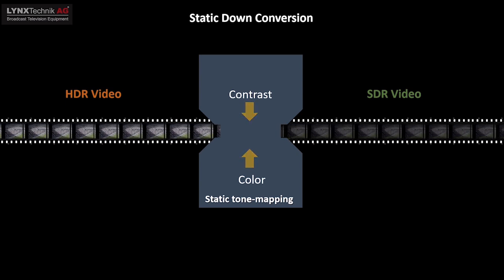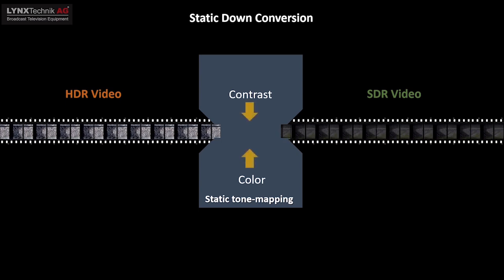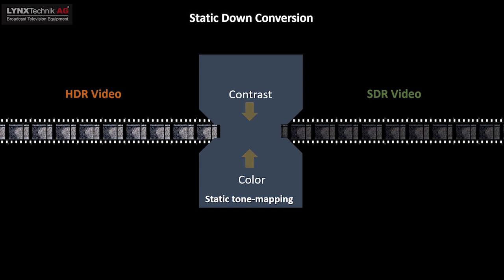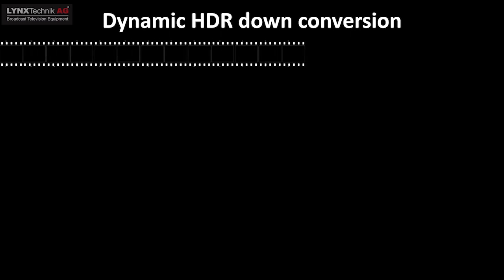The static down conversion applies color and contrast parameters equally throughout a specific piece of content. The capabilities of such systems are very limited, and at high contrast range at some point leads to a flat looking image. Static HDR down conversion is the most suitable and reliable solution for studio environment where the lighting conditions do not change dynamically.